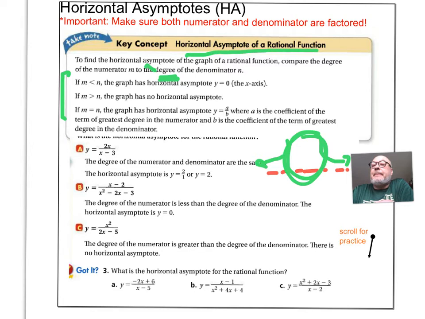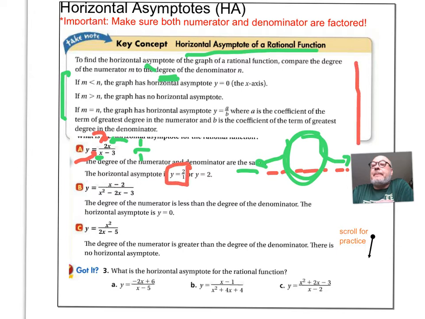numerator and the denominator. So if you look at this first one, that x doesn't have an exponent, so it's an exponent of 1. This x here doesn't have an exponent either. That has an exponent of 1. If the degree in the numerator is the same as the degree in the denominator, then you just have to look at the numbers in front, a 2 and a 1. Those are called coefficients. So your horizontal asymptote is going to be y equals 2.